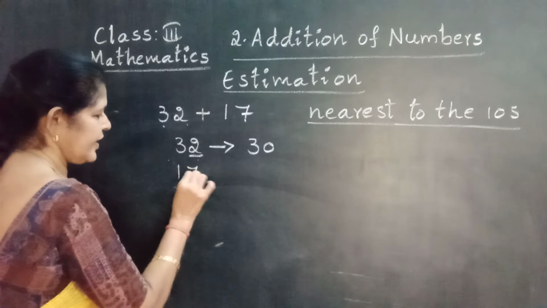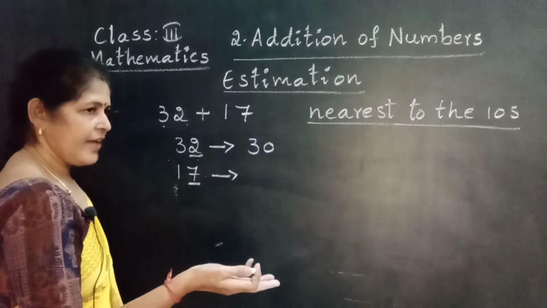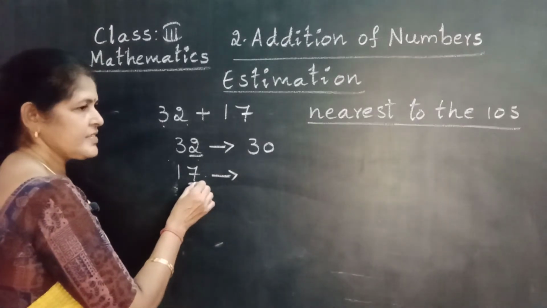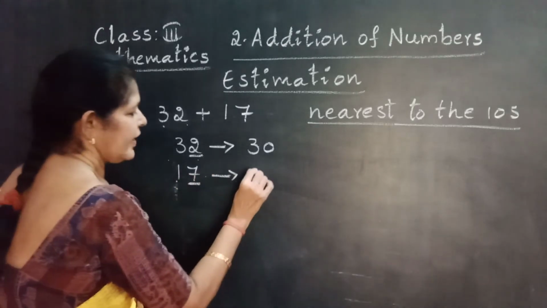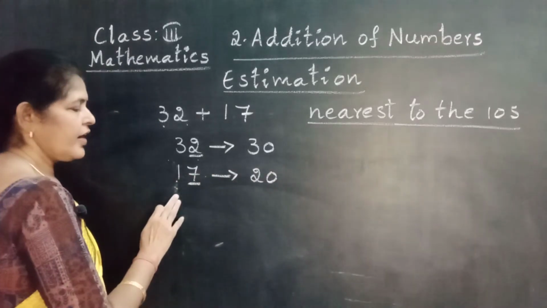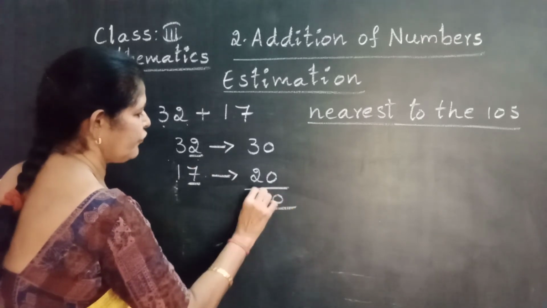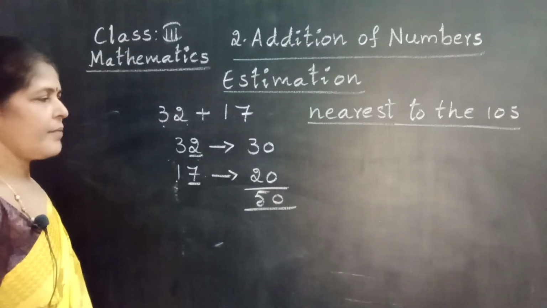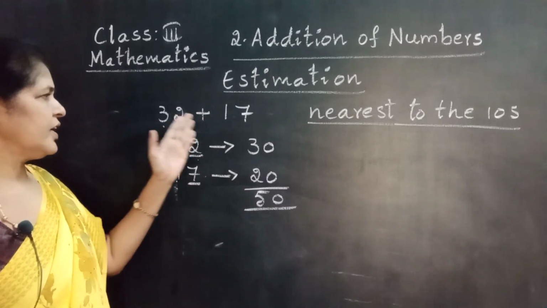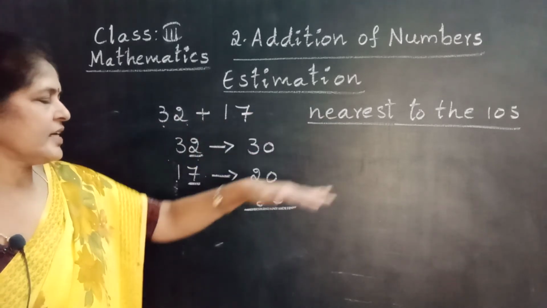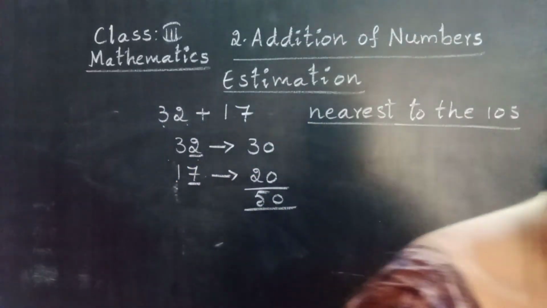Second number is 17. What is in the ones place? 7. 7 is greater than 5. That means put 0 in the ones place, then 1 ten becomes 2 tens. That means 17 is rounded off to the nearest tens, which is 20. Estimation sum equal to 50. Estimated sum of 32 plus 17 to the nearest tens is 50.